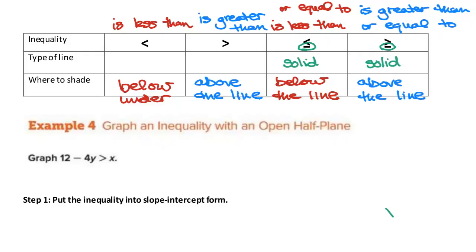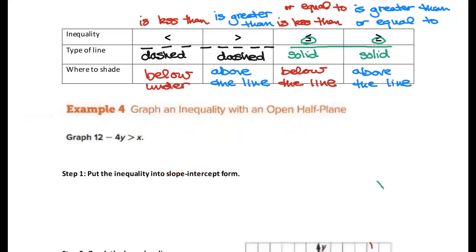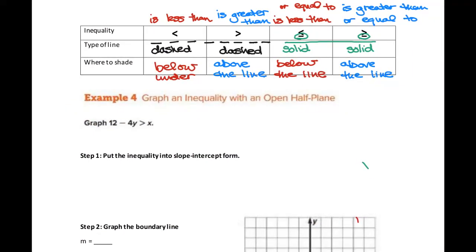And the is less than or greater than does not have part of the equal sign. So this is going to be a dashed line. A dashed line. Does everybody know what a dashed line is? You've got breaks in between. That's your dashed line. Over here, it's solid. Okay? Questions about that?